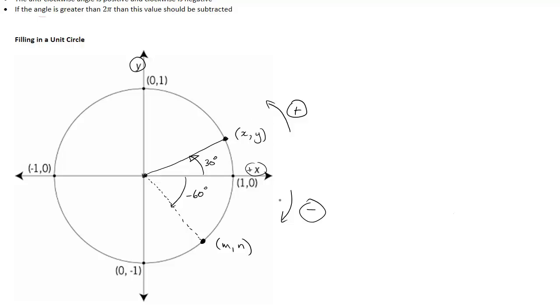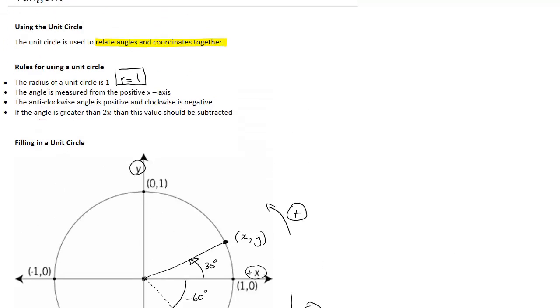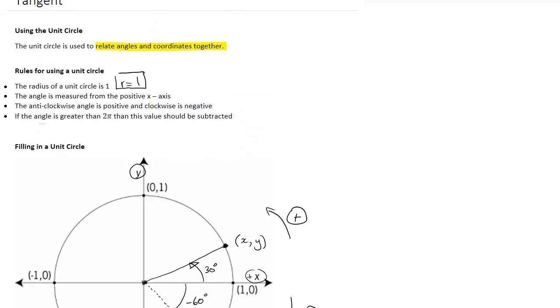So that's part of the rules. The rules state the angle is measured from the positive x-axis. The anti-clockwise angle is positive, and the clockwise angle is negative. And sometimes you might have cases where you've moved more than 360 degrees or more than 2 pi, and so this value should be subtracted.